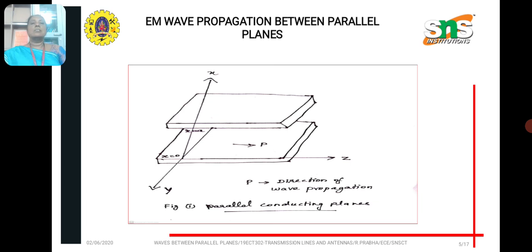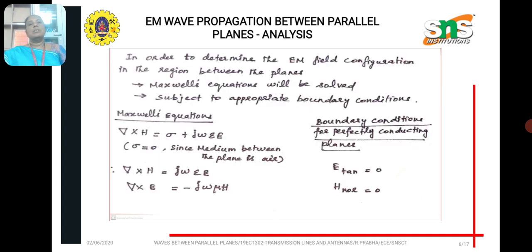For this analysis we are taking two parallel planes separated by distance a in x-axis, and the plate separation is in x-axis, and the plate length is in z-axis, and here the P represents the direction of wave propagation. According to this example, we have taken the direction of wave propagation in Z direction. Now we have to determine the electromagnetic field configuration in the region between the two parallel planes. For this, the Maxwell's equations should be solved.